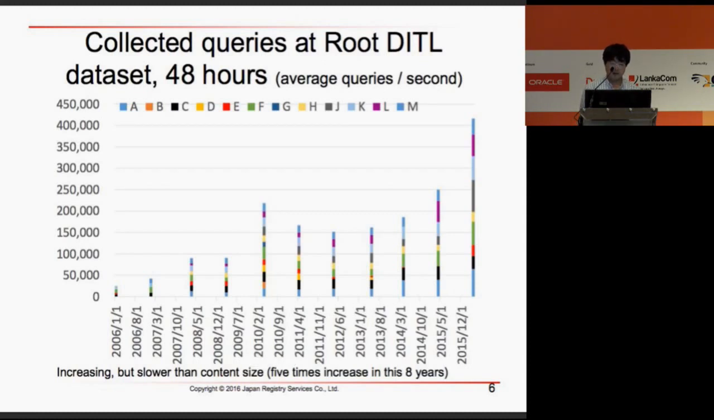This graph shows collected queries at the root, the DITL dataset, 48 hours, average queries per second. This graph shows an increasing tendency, but slower than content size increase, about 5 times increase in these 8 years.